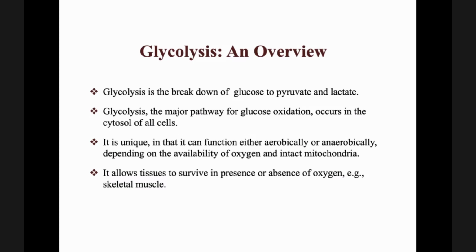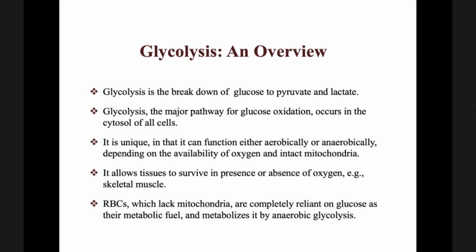It allows tissue to survive in the presence or absence of oxygen, for example, in the skeletal muscles. Red blood cells, which lack mitochondria, are completely reliant on glucose as their metabolic fuel and metabolize it by anaerobic glycolysis. So we know for definite that glycolysis in the red blood cells is anaerobic glycolysis, and because there are no mitochondria, there is lactate production. Okay.